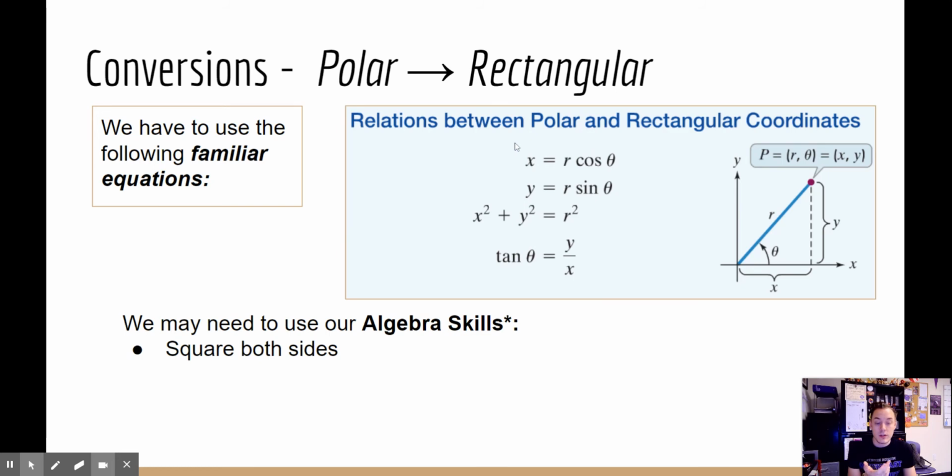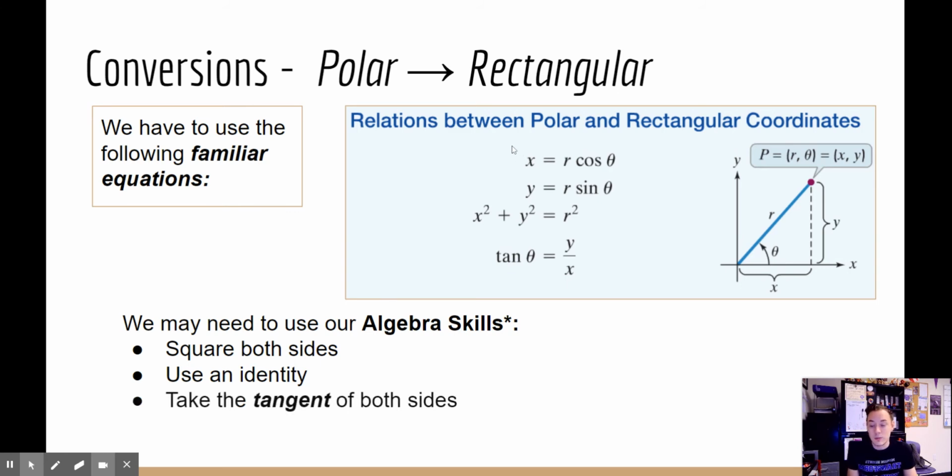So you have to use certain skills like squaring both sides. You have to use maybe possibly an identity. You have to use oftentimes what we call taking the tangent of both sides. It's very interesting. Almost like if you remember from Algebra 2, when we said take the log of something during logarithmic equations. If you remember that familiar phraseology, then similarly, that's what we're going to be doing here, but with tangent. And we also have to multiply both sides by r.